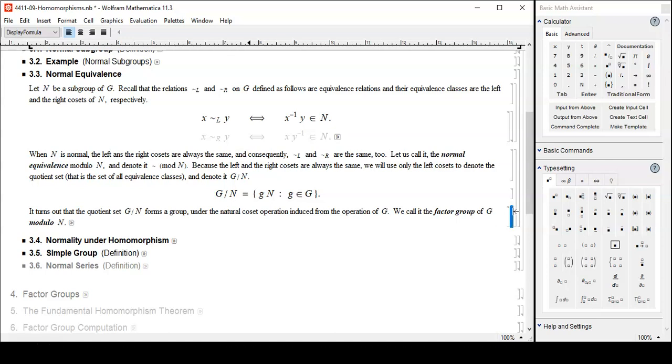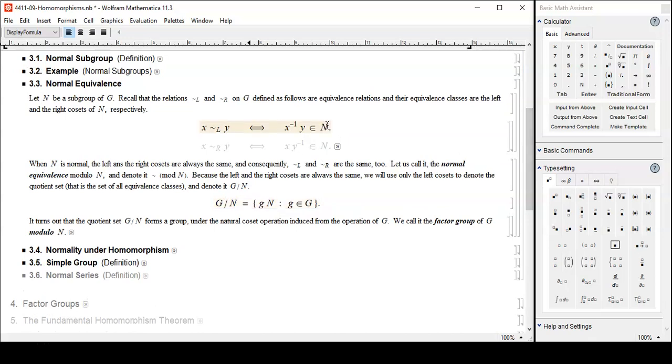The set itself here is called the quotient set. But if we consider the group structure, the induced operation, it is called now factor group. That's something we are going to discuss in section 4. So for now, let's just be satisfied that this is an equivalence relation now, which we called the normal equivalence modulo N.